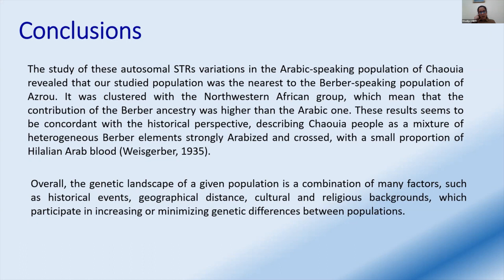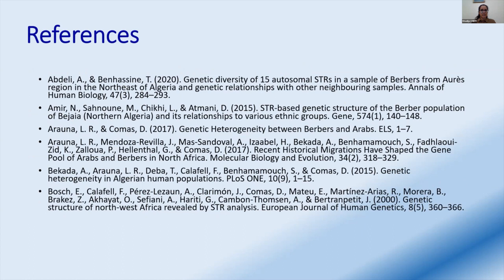Overall, the genetic landscape of a given population is a combination of many factors, such as historical events, geographical distance, cultural and religious background, which participate in increasing or minimizing genetic distances between populations. And thank you for your attention. This is me.